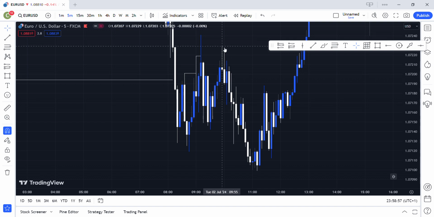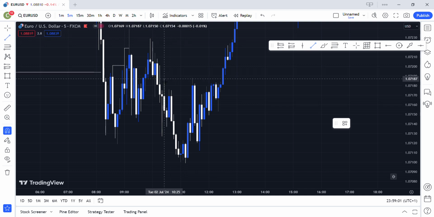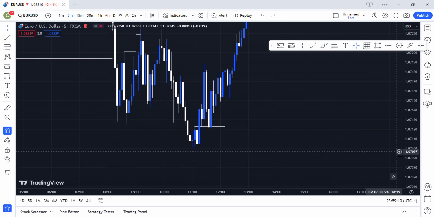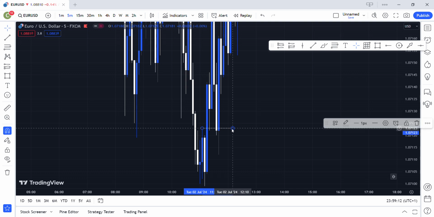Keep down, down. Got another high here. Have we broken structure? No. Next high, nope. Next high, nope, because our next high is here. Have we broken structure here? Yes, we have. So, what are we looking for now? We're looking for a fair value gap. And what is that? Tiny fair value gap there.